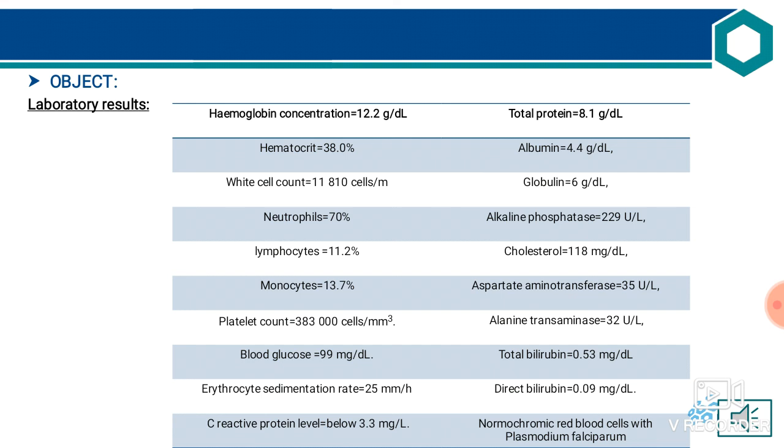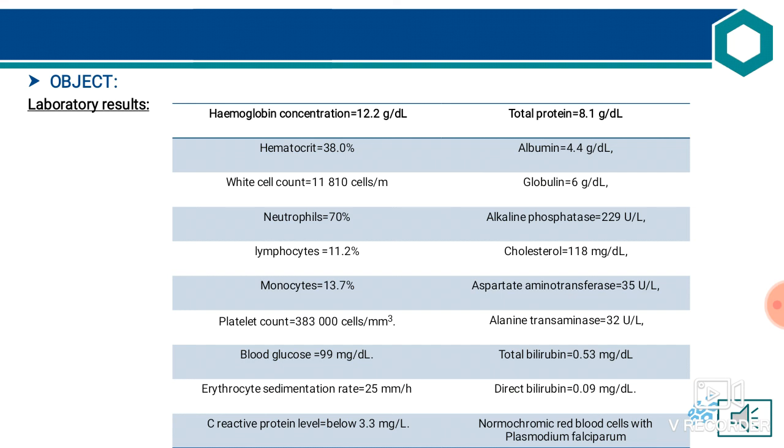Objective: laboratory results. Hemoglobin concentration 12.2 grams per deciliter. Hematocrit 38%. White cell count 11,810. Neutrophils 70%. Lymphocytes 11.2%. Monocytes 13.7%. Platelet count 383,000 cells per millimeter. Blood glucose 99 mg per deciliter. Erythrocyte sedimentation rate 25 millimeters per hour. C-reactive protein level below 3.3 mg per liter.